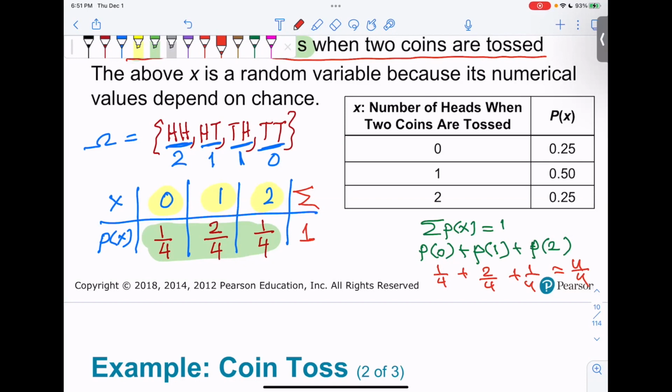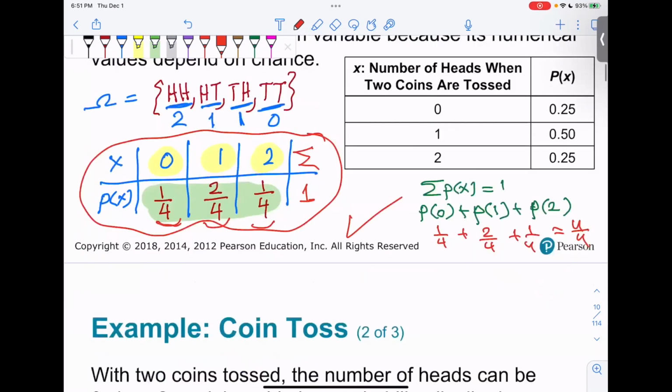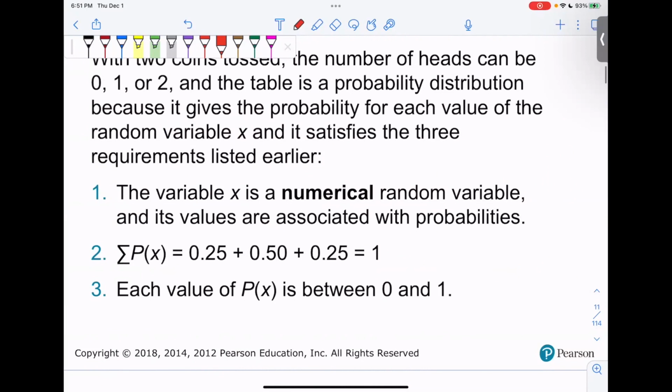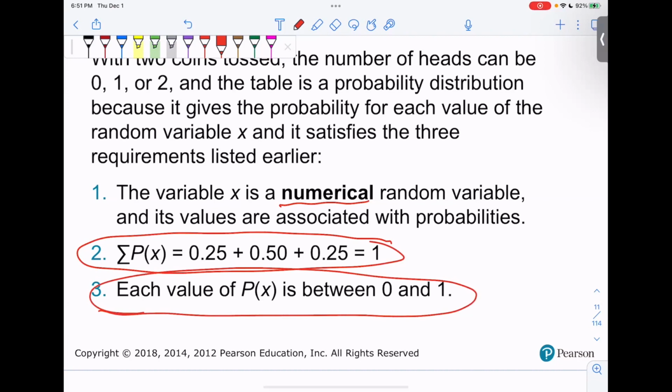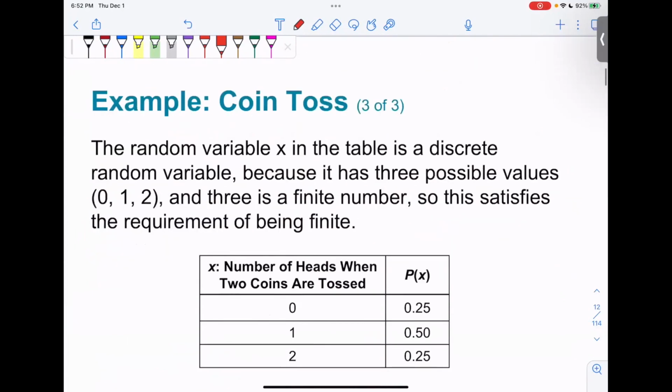Okay. And then the third one is what? Each single value of those probabilities must be between 0 and 1, right? Each single value of those, this and this, must be between 0 and 1, which is okay. So now we can call this a probability distribution, okay? This is the first one, numerical, and then the summation equal to 1, and all of these values between 0 and 1. Clear? Great.